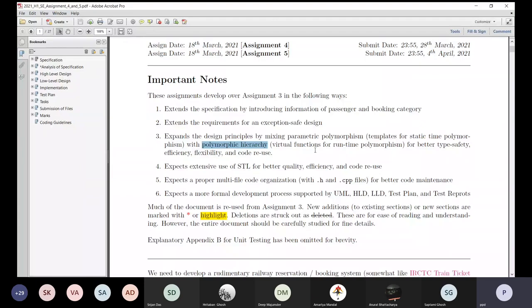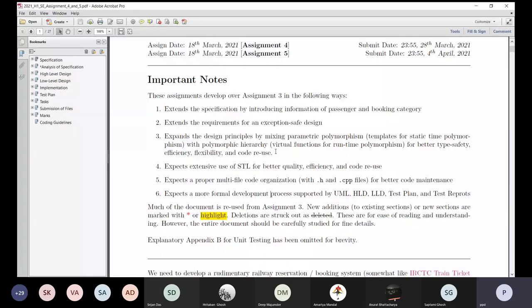So in that case, we take recourse to the template based design, because that reduces your code size and enhances code reuse significantly. So you get to learn more about that and get to use that. Naturally, use of STL has to be extensive.